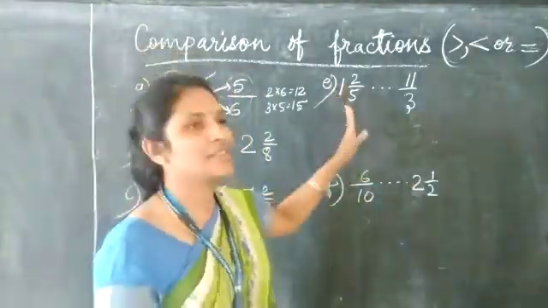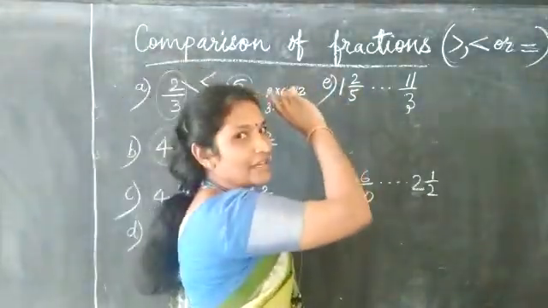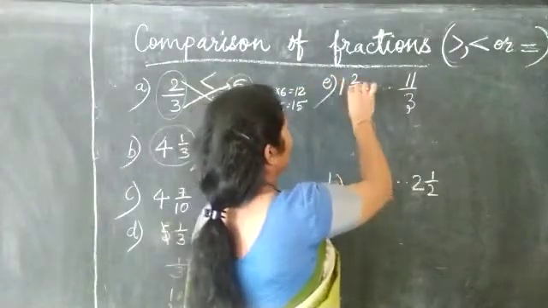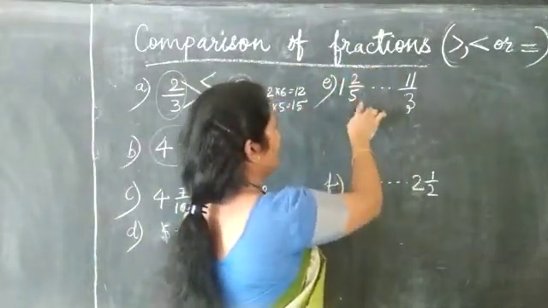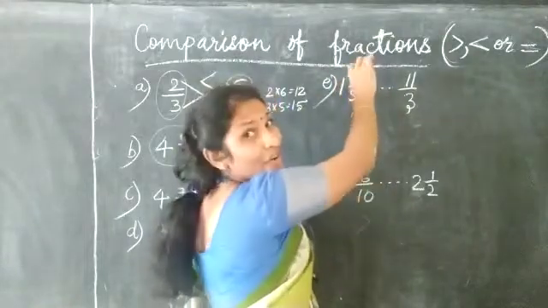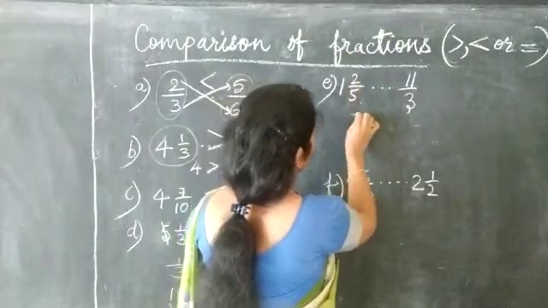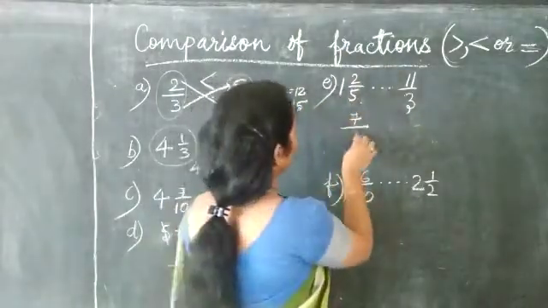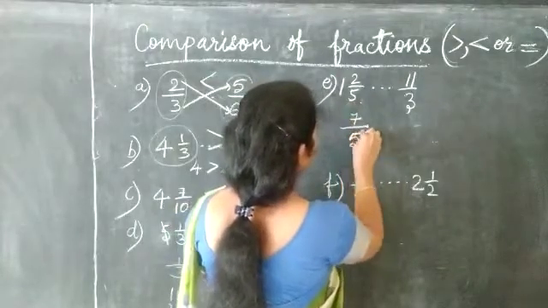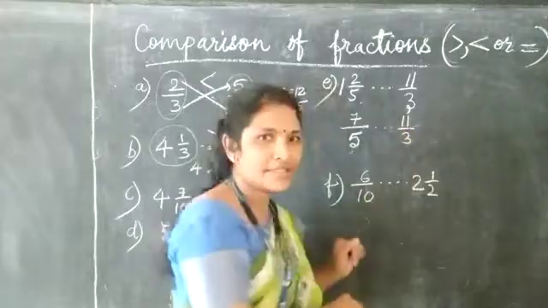How can we make this mixed fraction into an improper fraction? What we learned in the last classes. 1 into 5 plus 2. 1 5s are 5 plus 2 is 7. And what will the denominator be? Denominator will be the same. 7 by 5 and 11 by 3 will remain the same only.